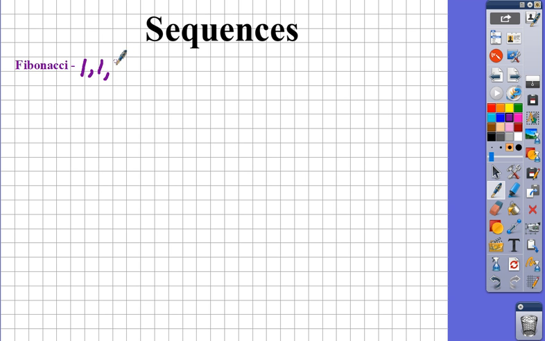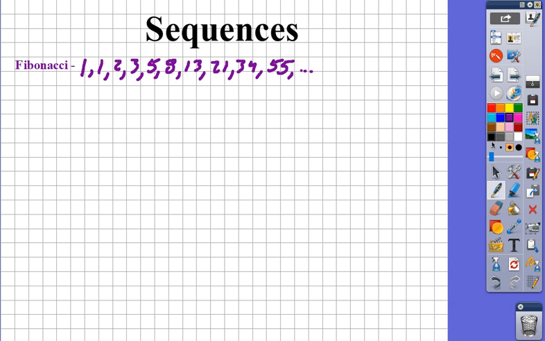So 1 plus 1 is 2, 1 plus 2 is 3, 2 plus 3 is 5, 3 plus 5 is 8, 5 plus 8 is 13, 8 plus 13 would be 21, and so on. We get to 34 and 55, and on it goes. You can see how this would go on forever. This would be an infinite sequence because it does go on forever. If we had put a close or an end point on it, then it would be a finite sequence.